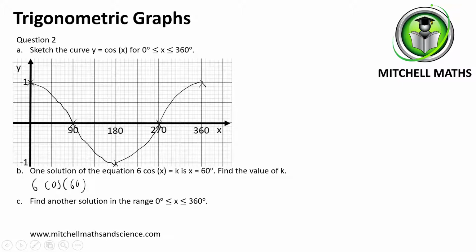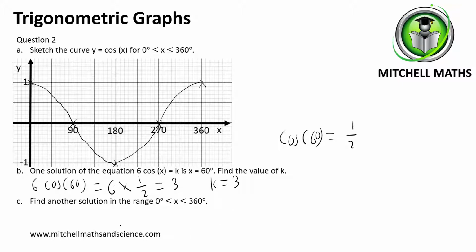Now, the value of cos 60 is a half. You may have learnt it, or you may use the special triangles. So 6 multiplied by a half is 3. Therefore, our value of k is equal to 3.